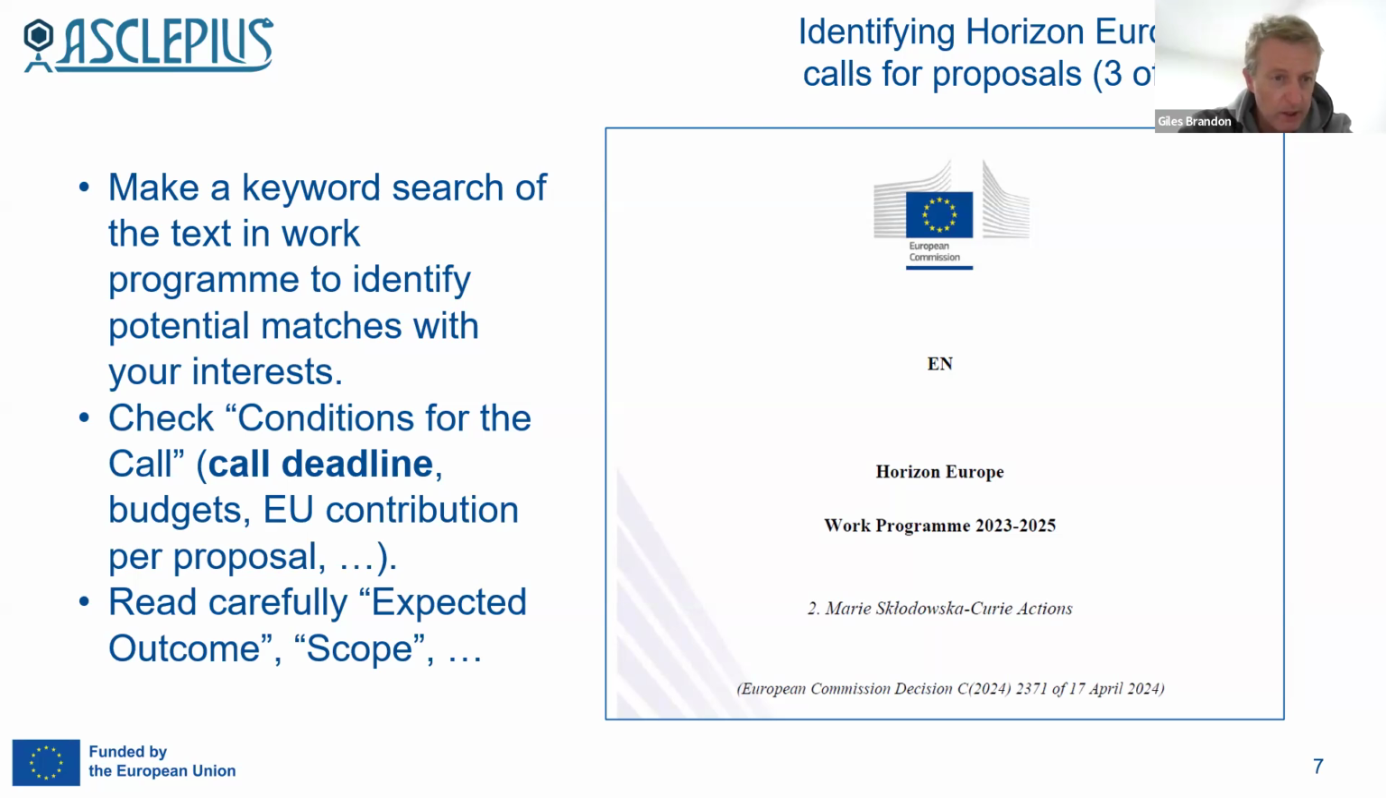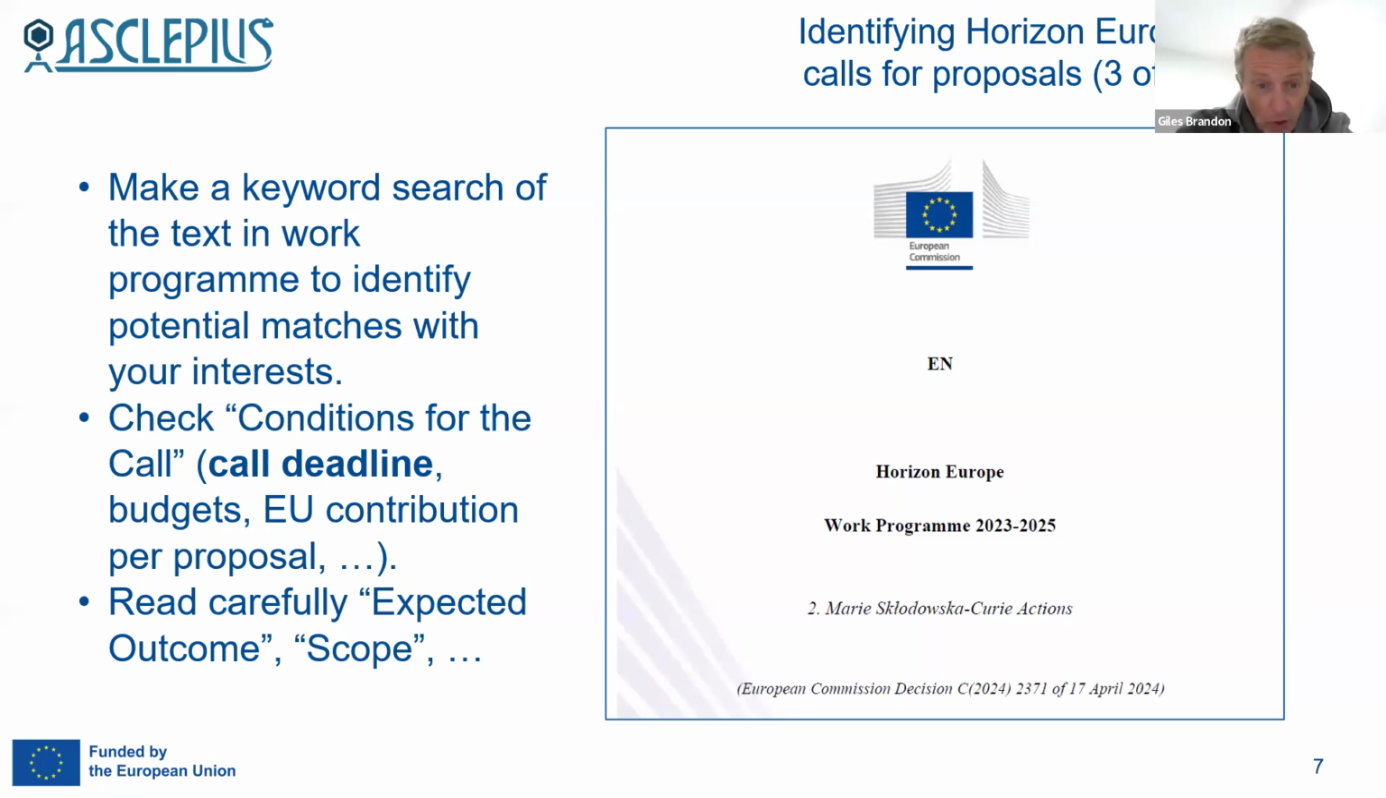One approach would be to look at the table of contents in the work program in the first few pages. There it shows the titles for the different calls. Alternatively, because these work programs are PDF files, you can do a keyword search. And that may be a way to help you identify rapidly the calls.